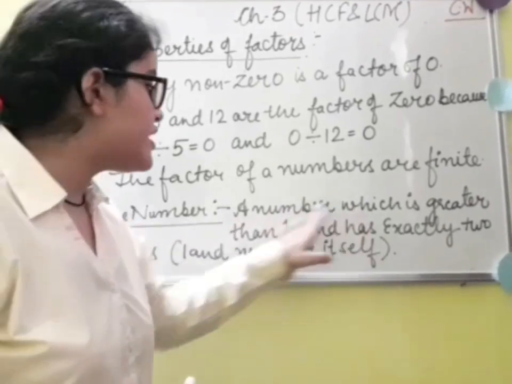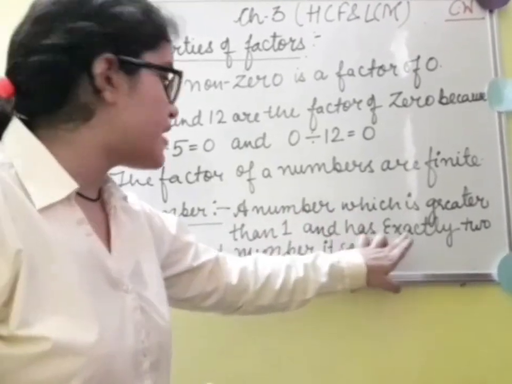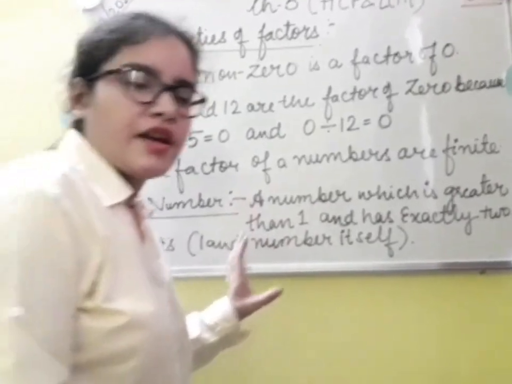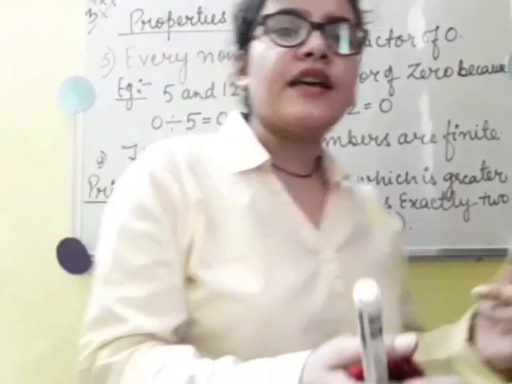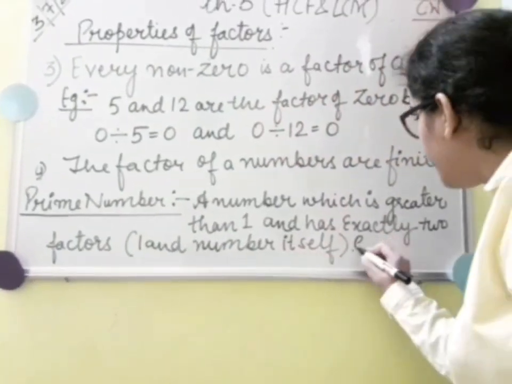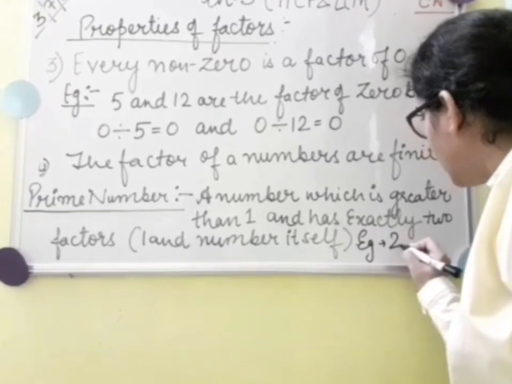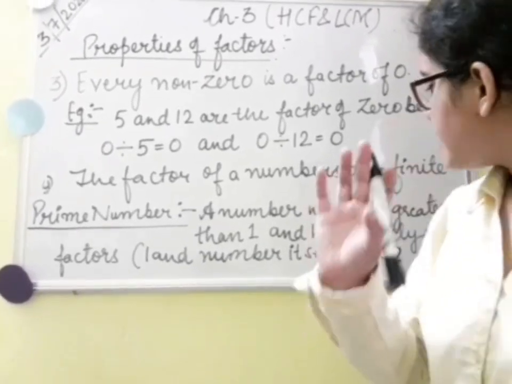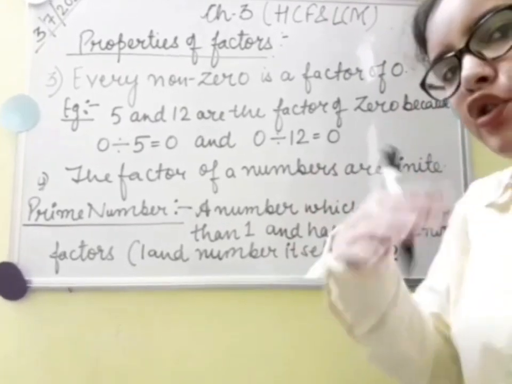A number which is greater than 1 and has exactly 2 factors. So a number which has 2 factors, 1 and the number itself. You can see that an example of a prime number is 2. So students, 2 has 1 as a factor and 2 itself.